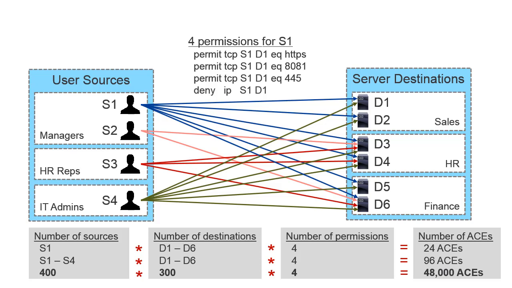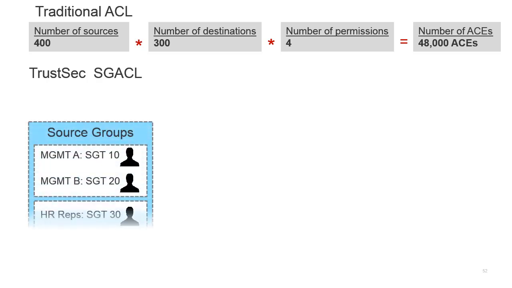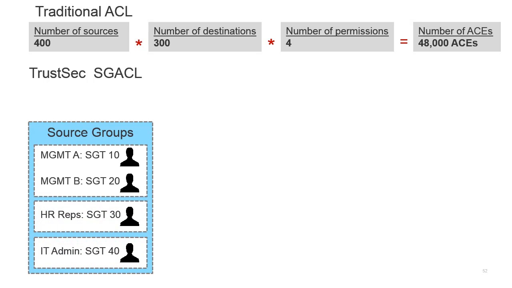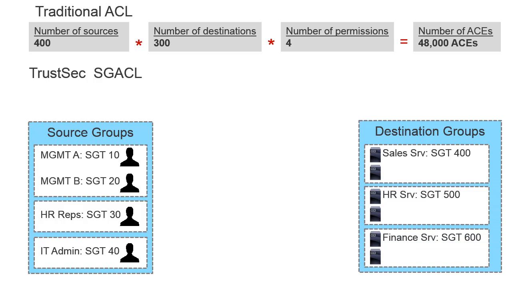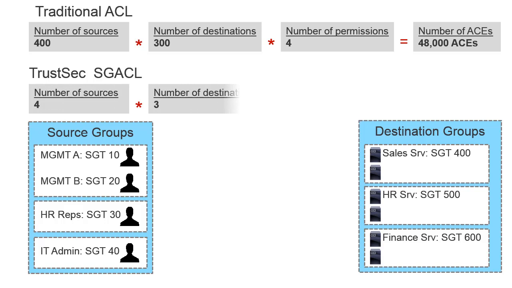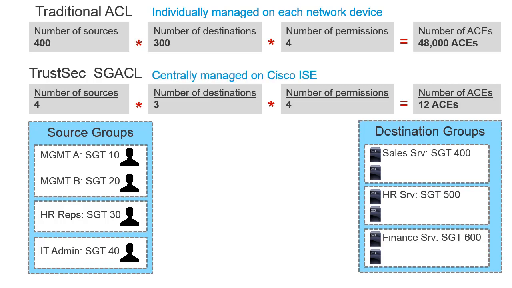Now, how could this be handled with TrustSec? Well, you merely define your 4 source groups with, say, SGT 10, 20, 30, and 40, and your 3 destination server groups with SGT 400, 500, 600 in this example. So that's 4 sources times 3 destinations times the same 4 permissions. That's only 12 ACEs. Furthermore, instead of large ACLs being individually managed on each network device, you have small SG-ACLs that are centrally managed on Cisco ISE.